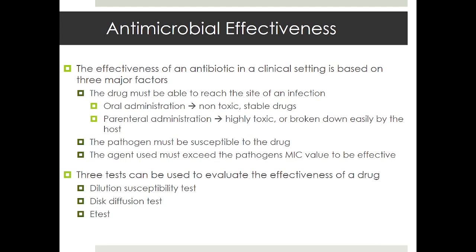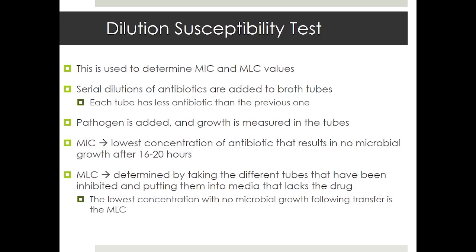There's a variety of different laboratory tests that can be employed to evaluate the effectiveness of a drug, and these include the dilution susceptibility test, the disc diffusion test, and the E-test. The dilution susceptibility test is used to determine the minimum inhibitory and the minimum lethal concentration values. So what we do is we add serial dilutions of antibiotics to broth. And each broth tube is going to contain a little bit less antibiotic than the previous one, if you've forgotten what a serial dilution looks like. Once all of the dilutions are prepared, you would add the same amount of pathogen to each tube, and then the growth is measured. And again, we measure growth by things like turbidity.